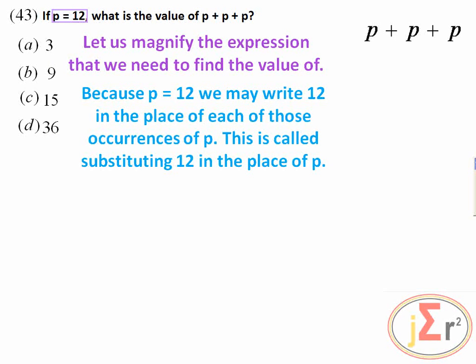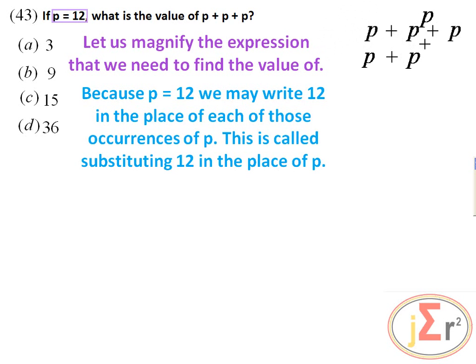Because P is equal to 12, we may write 12 in the place of each of those occurrences of P. This is called substituting 12 in the place of P. So we will make what in mathematics is called a substitution, in which we replace a variable by a particular value. And the variable in this particular case is P. And the value that the statement of the problem says that P has is 12. Therefore, where we see P, we may substitute 12.